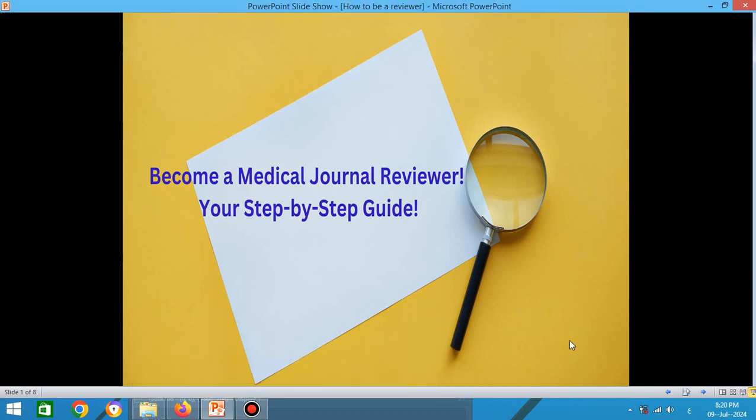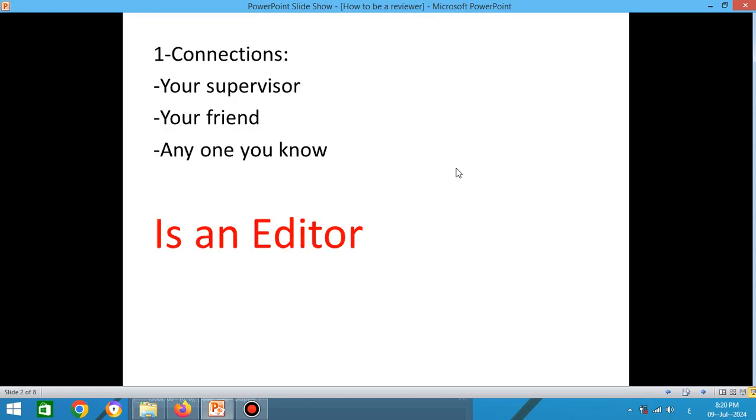Welcome to this tutorial about becoming a medical journal reviewer. There are several pathways on how to become a medical journal reviewer. Let us illustrate them one by one. The first one, if you have many connections, your supervisor, your friend, anyone you know who is an editor, he can invite you to review any manuscript in the journal in which he is an editor.